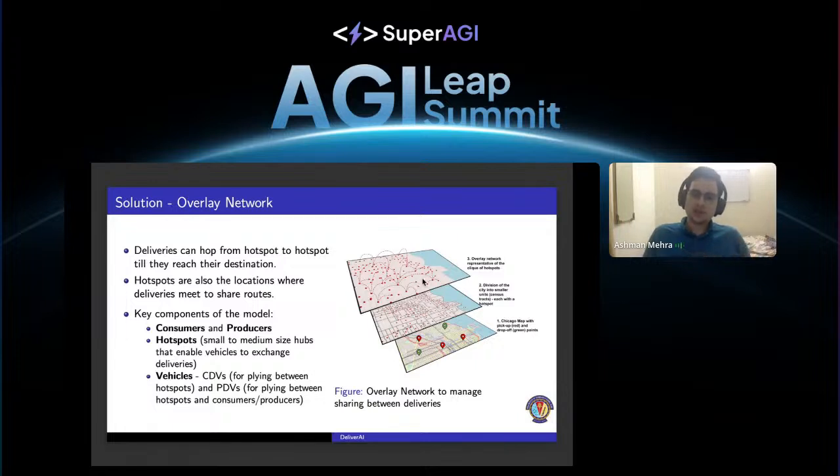Then within each of these cells, we placed a hotspot. Now, the cells that we have divided into are basically census tracts. For those of you who are not familiar with that, census tracts are administrative units into which the whole city is divided. And according to the Census Bureau, they have at most 8,000 residents. So we felt that this is a very appropriate unit area where we can have one hotspot that can cater to all the residents in that area. Then we have vehicles that are plying between these hotspots, hopping from one hotspot to the other till they reach the hotspot of the consumer.